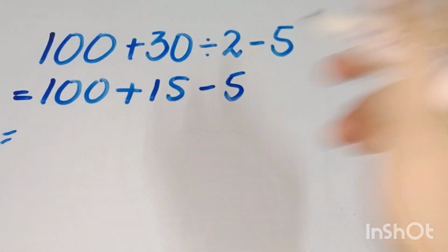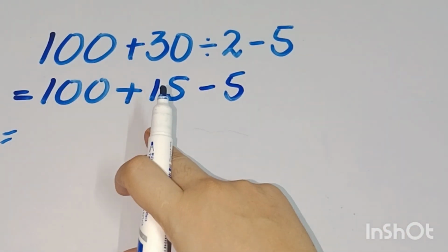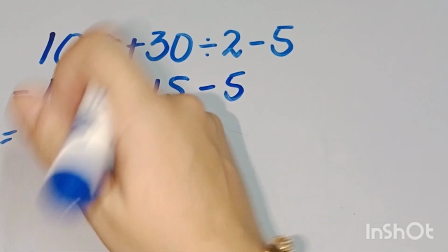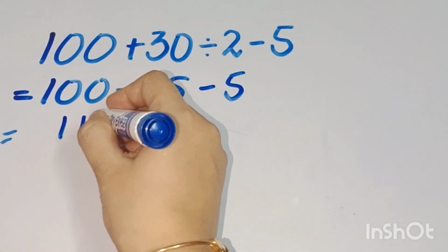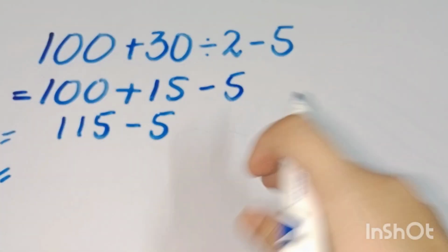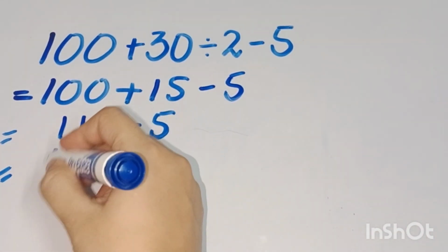Now I have two terms, just 100 and 15. Simply add these two numbers, 100 and 15, it will become 115 minus 5 as it is. 115 minus 5 is always equal to 110.